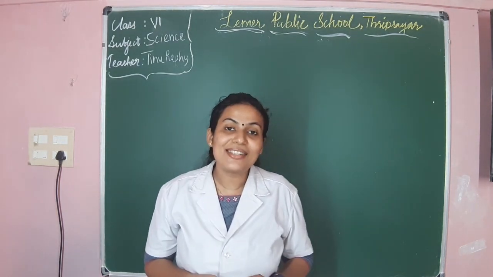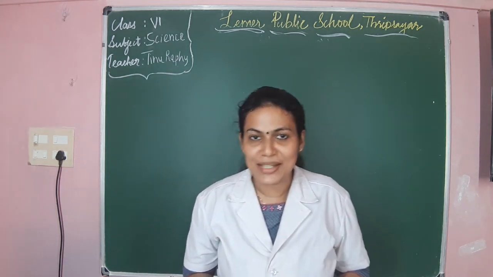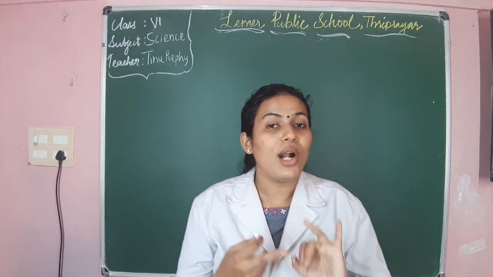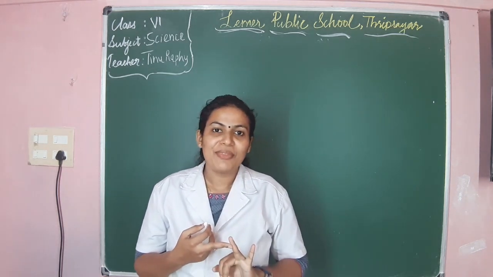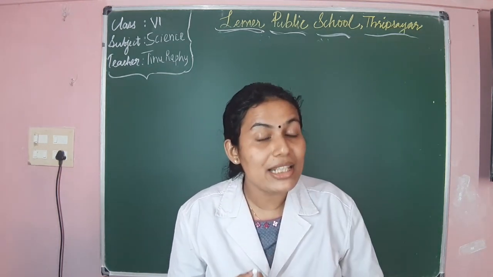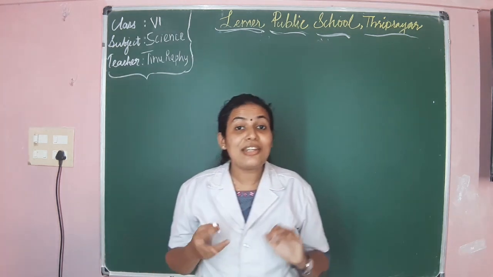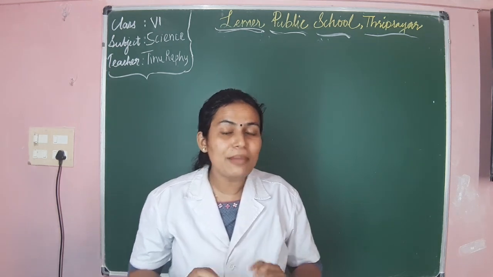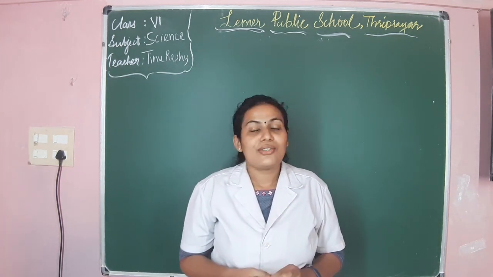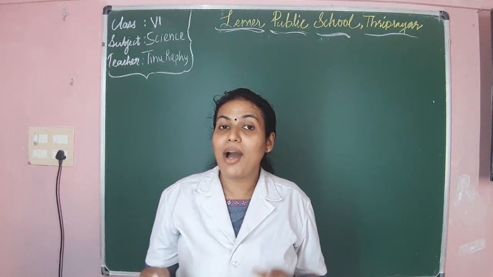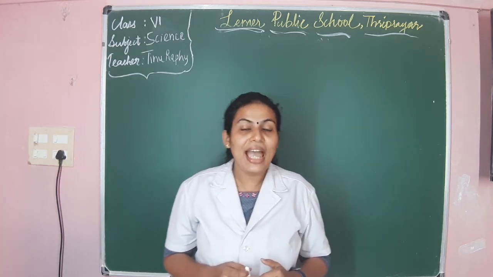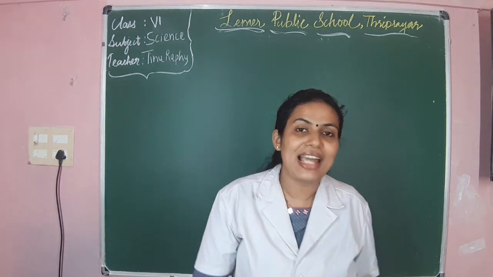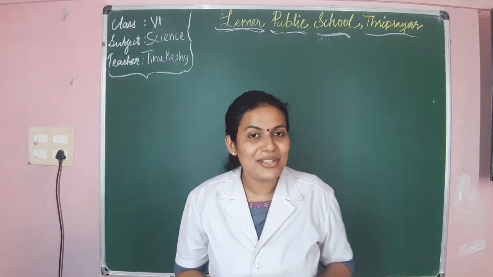So last class we learned about magnetism, isn't it? We learned what a magnet is, what magnetic substances are, and also the magnetic force. We learned different properties of a magnet, almost 4 important properties, isn't it? So in today's class we are going to learn about the uses of magnets, and along with that we will learn a new concept, that is demagnetization. So let's start today's class.